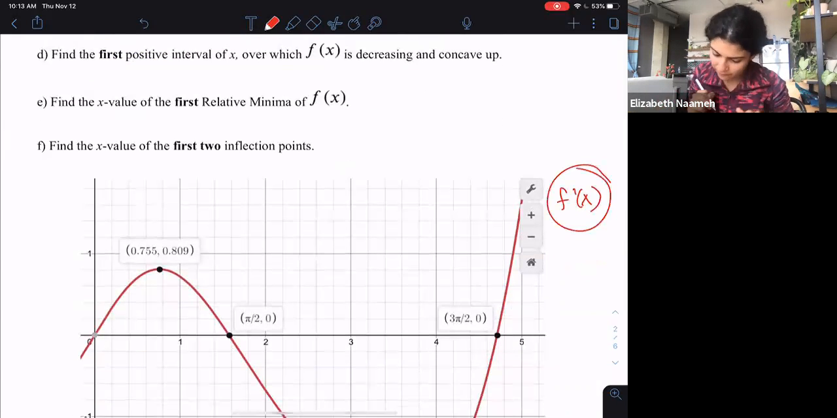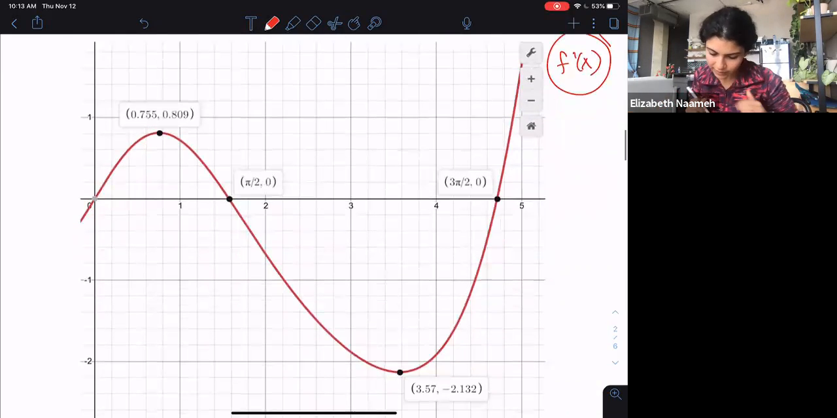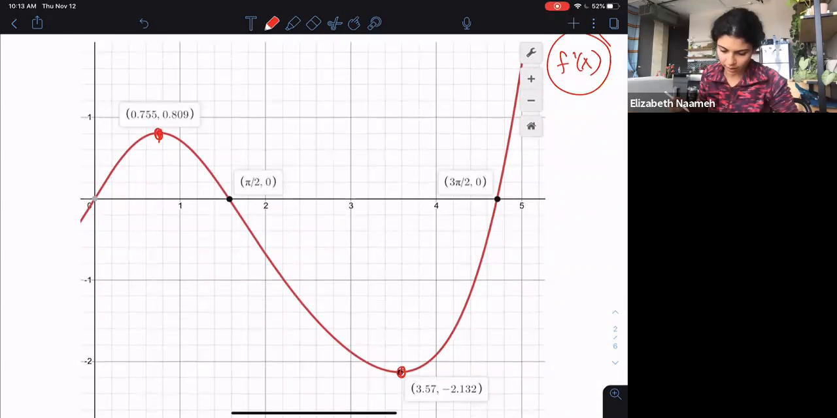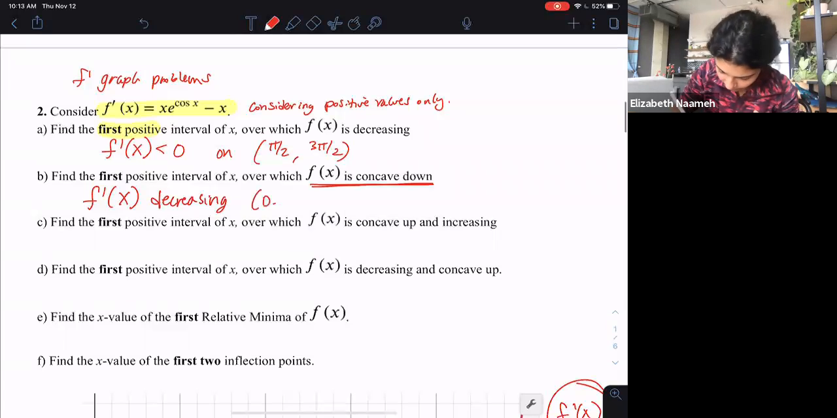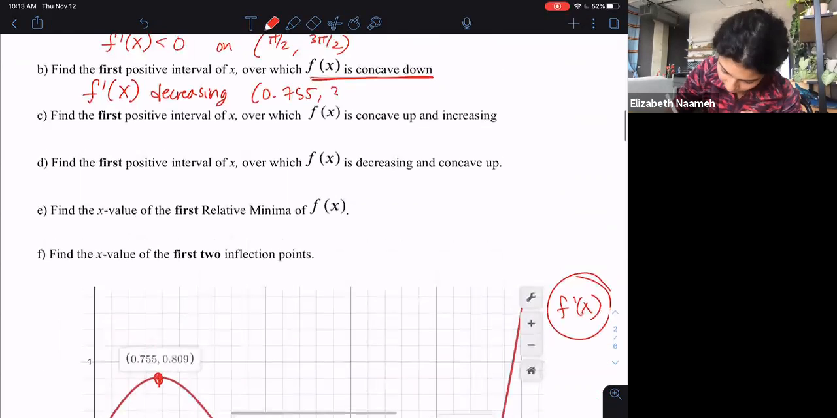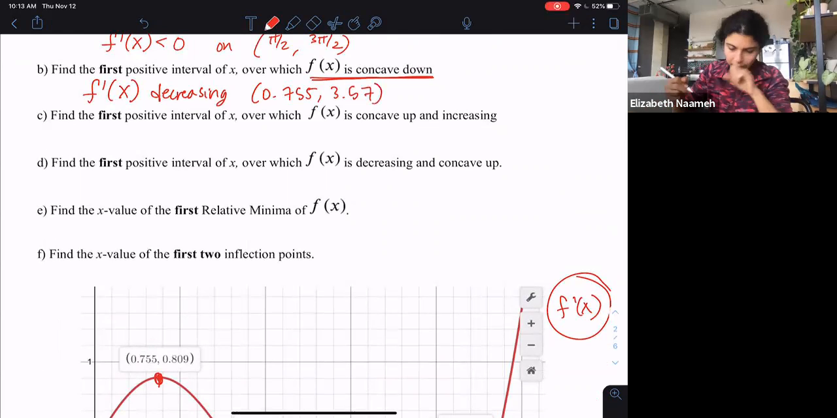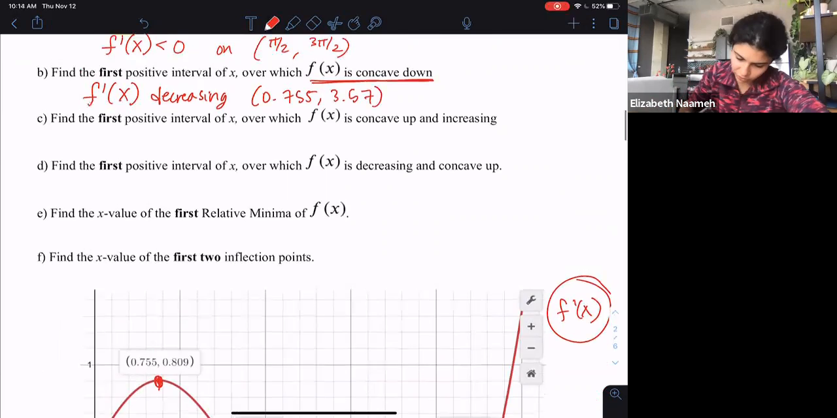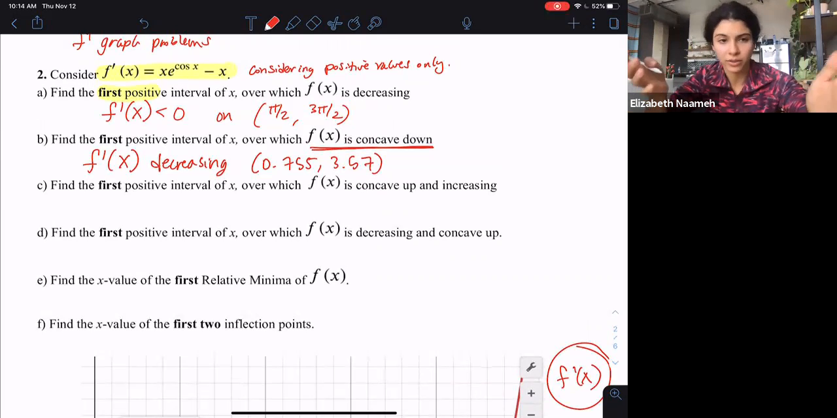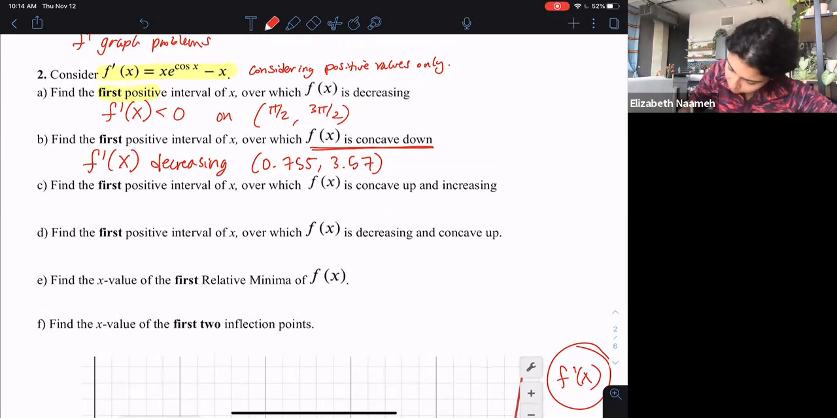This is the f prime of x graph. So have a look. Where is it decreasing? 0.755 to 3.57. Nice. 0.755 to 3.57. You should have this drawn on your paper. Okay, let's do C. So this is it. When we talk about the calculator problems, they're stupidly easy. You just have to draw them yourself. Let's look at C. It says, find the first interval where f of x is concave up and increasing.